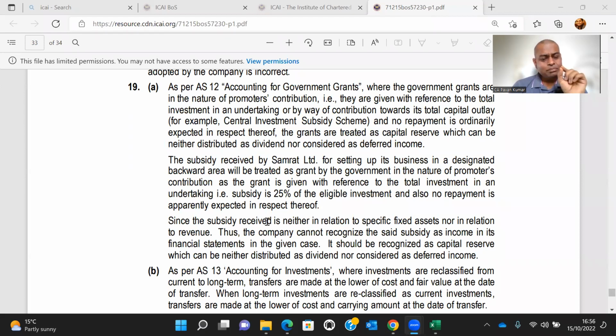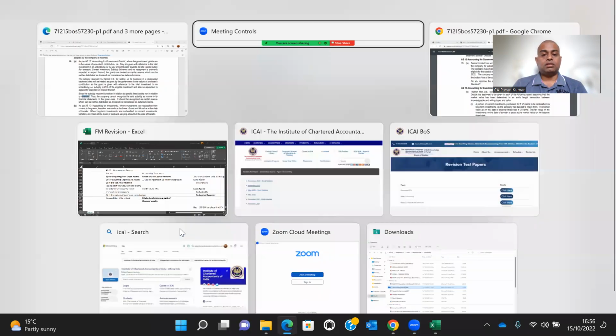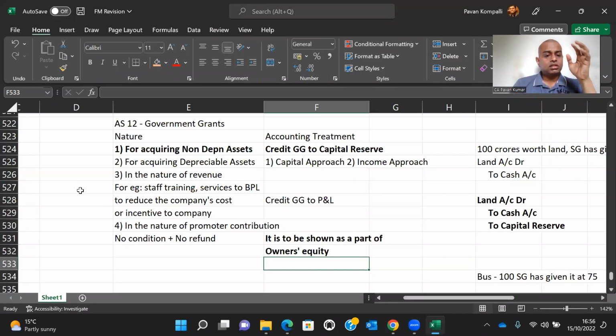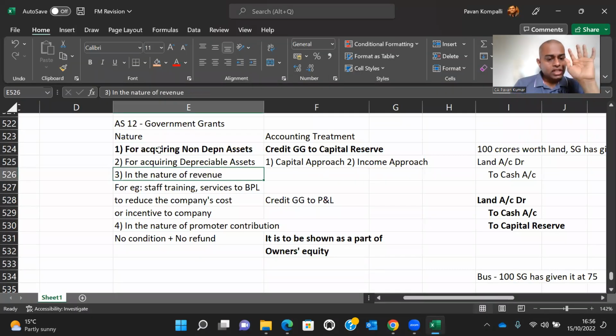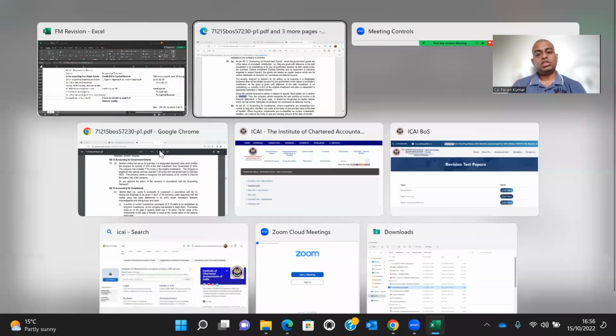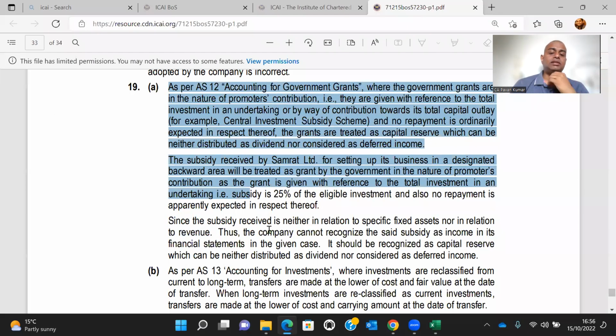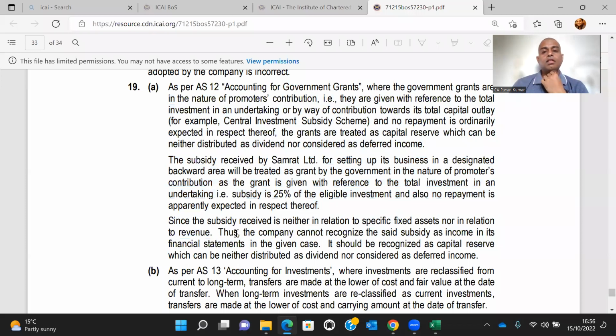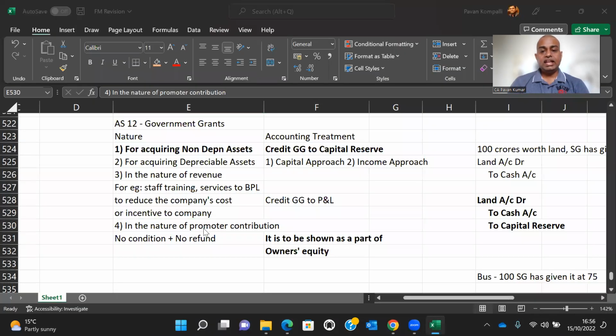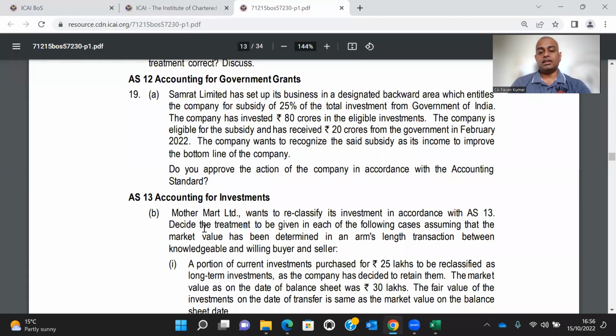Did I say this? Since the subsidy received is neither in relation to specific fixed asset, whether depreciable or non-depreciable, nor in relation to revenue. So how are you sorting out the answer? This is the thought process. It is not this, it is not this, it is not this, so it is this. See how easy the answer is now to understand. Are we clear? Can we go to accounting standard 13, investment accounting?